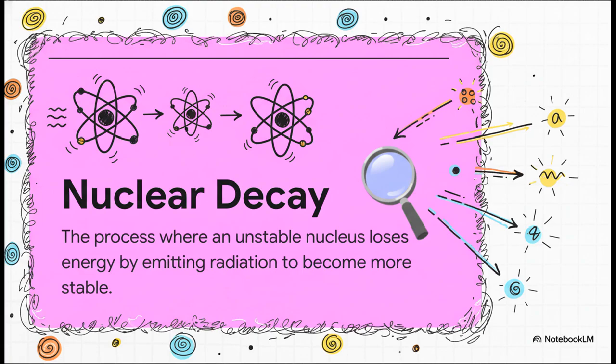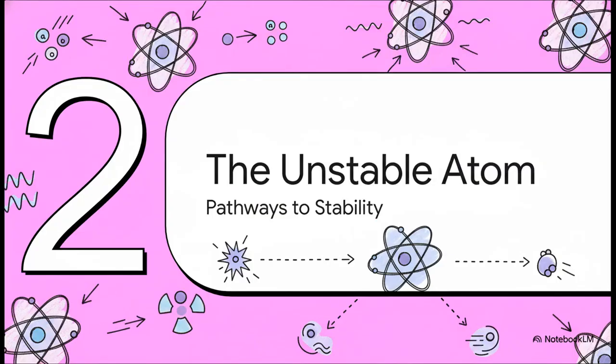It's basically the atom's solution to its little instability problem. By literally throwing off extra energy and particles, which is what we call radiation, an unstable atom tries to turn itself into a more balanced, stable version. It's just a natural process of change. But how does an atom actually do this? Well, it turns out it has a few different ways it can release all that pent-up energy. So let's break them down.